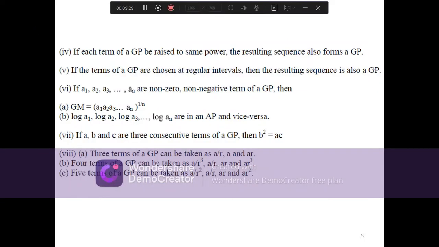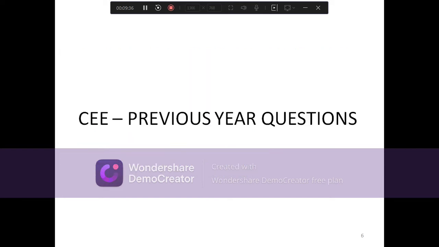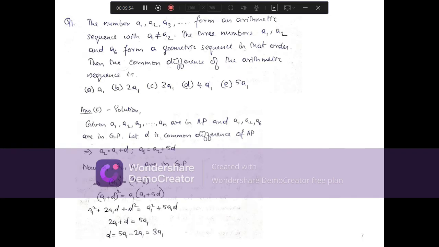Okay, dear students. So next we will look into some of the common engineering entrance previous year questions which were asked in the Kerala engineering entrance examination, and we will solve them. So the first question is right in front of you.